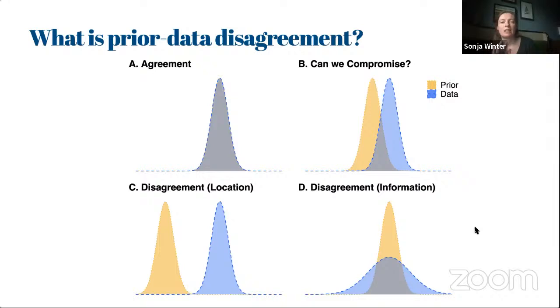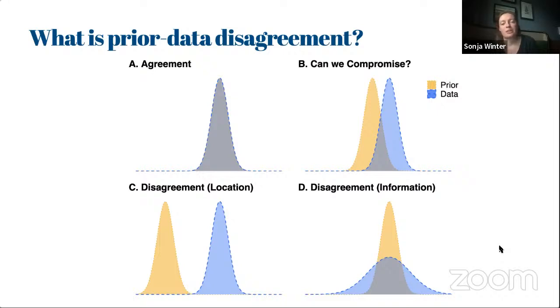Here, the prior and the data don't perfectly align, but they still have quite a bit of overlap and seem to agree, at least to some extent, on where the parameter value is supposed to be. Then in panel C, we see what we call disagreement in location. Here, the distribution for the prior occupies a completely separate area of the x-axis compared to the data likelihood, which is one type of disagreement which I think we intuitively would think about most.